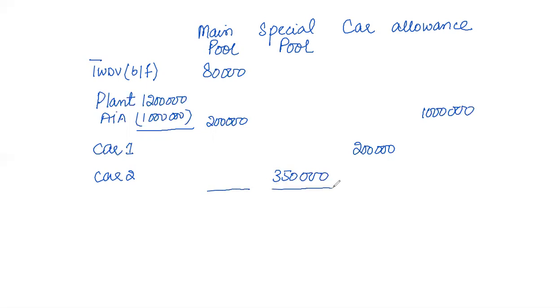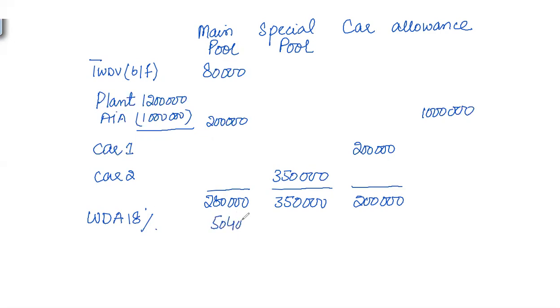So the total is 280,000 for main pool, 350,000 for special pool, and 200,000 in the separate column. Now, after this total, we will calculate the capital allowance. So what we have to identify first is WDA of 18% on the main pool item. So 280,000 into 0.18 is 50,400. And this is transferred to the allowance column, 50,400.